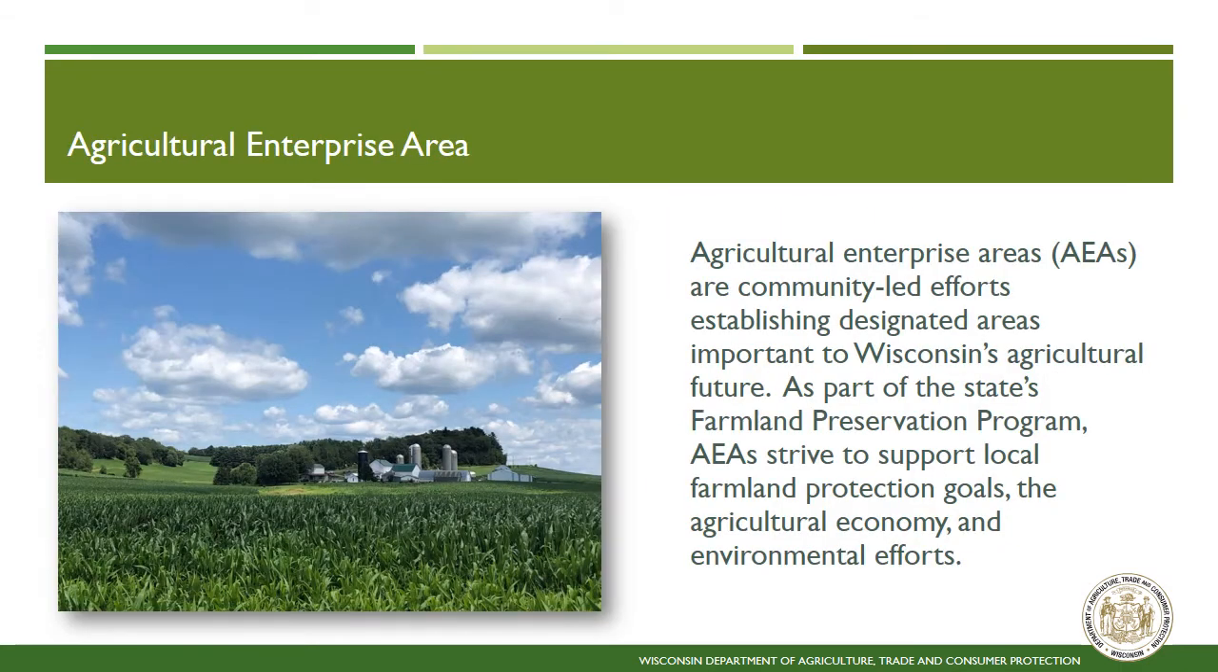Agricultural enterprise areas, AEAs, are community-led efforts establishing designated areas important to Wisconsin's agricultural future. As part of the state's Farmland Preservation Program, AEAs strive to support local farmland protection goals, the agricultural economy, and environmental efforts. Lands within the AEA are contiguous, meaning farmland shares common borders and is not otherwise separated unless by roads, bodies of water, and transportation easements, and all of the land is primarily in agricultural use. Landowners within the AEA are eligible to sign a farmland preservation agreement.